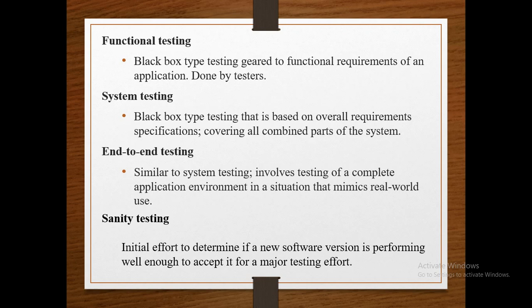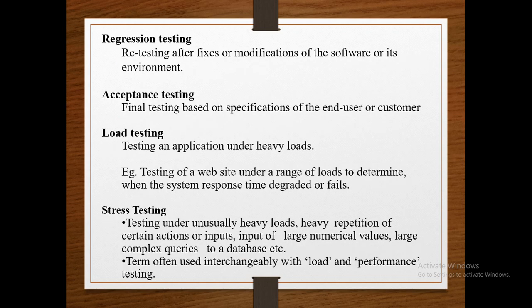Sanity testing: the initial effort to determine if your new software version is performing well enough to be accepted for your major testing efforts. Okay, so that is called sanity testing. Regression testing is retesting after fixes or modification of the software or its environment. Acceptance testing is final testing based on the specification of the end user or customer.